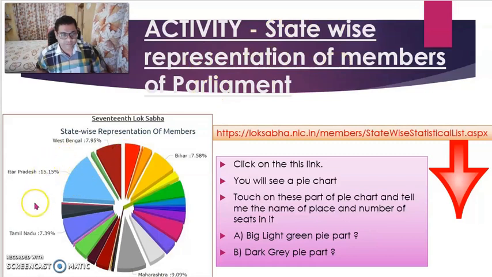Here you can see a pie chart of the statewise representation of the members of parliament in each state. This is Bihar, that is 7.58%. West Bengal, this red color, 7.95%. Uttar Pradesh, 15.15%. Tamil Nadu 7.39%.